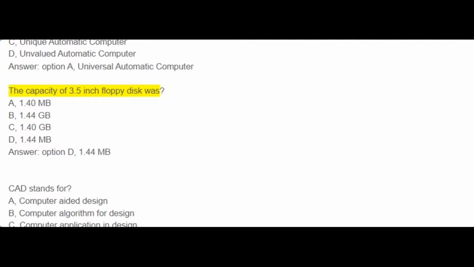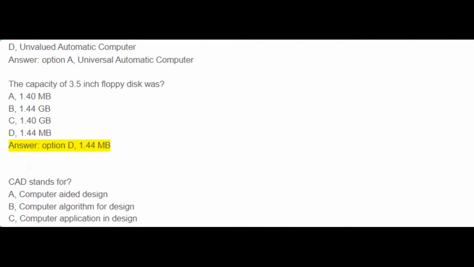The capacity of 3.5-inch floppy disk was A. 1.40 megabytes. B. 1.44 gigabytes. C. 1.40 gigabytes. D. 1.44 megabytes. Answer. Option D. 1.44 megabytes.